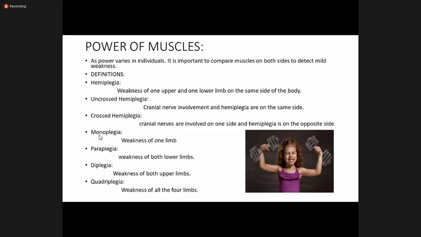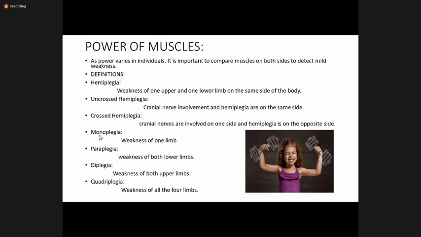Monoplegia is defined as weakness of one limb. Paraplegia is the weakness of both lower limbs. Diplegia is the weakness of both upper limbs. If both upper limbs have weakness, the power is reduced, and power is normal in the lower limbs, you label it as diplegia. And if there is weakness in both lower limbs, symmetrical, you can label it as paraplegia.